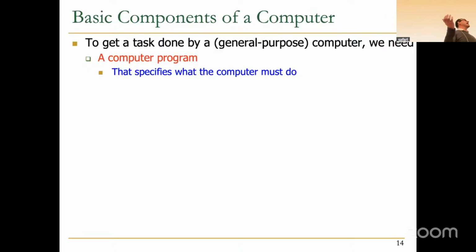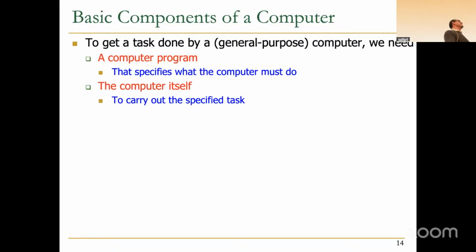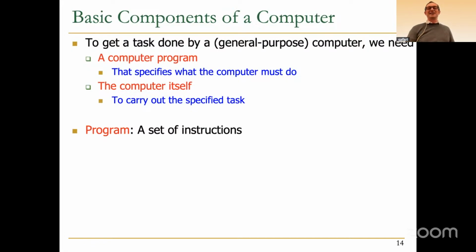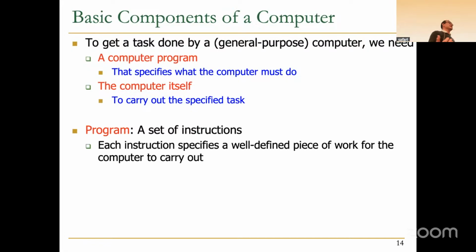What is a computer program? Computer program specifies what the computer must do, right? That's the goal. And then we need to design the computer itself so that it could carry out this program, right? To carry out that specified task that's dictated within the program that you have written. Hopefully this is obvious. You need both of these. So a program is really a set of instructions in the end. Each instruction specifies a well-defined piece of work for the computer to carry out.